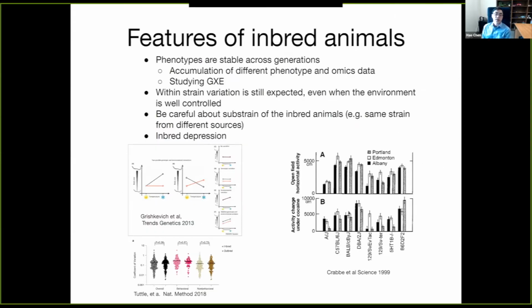With this inbred population, there come many features. One of them is that the phenotypes are stable for each individual inbred strain. This is one of the studies that John Crabbe and colleagues did back in 1999, where they were trying to study the phenotypes of 8 inbred strains under 3 different laboratories.